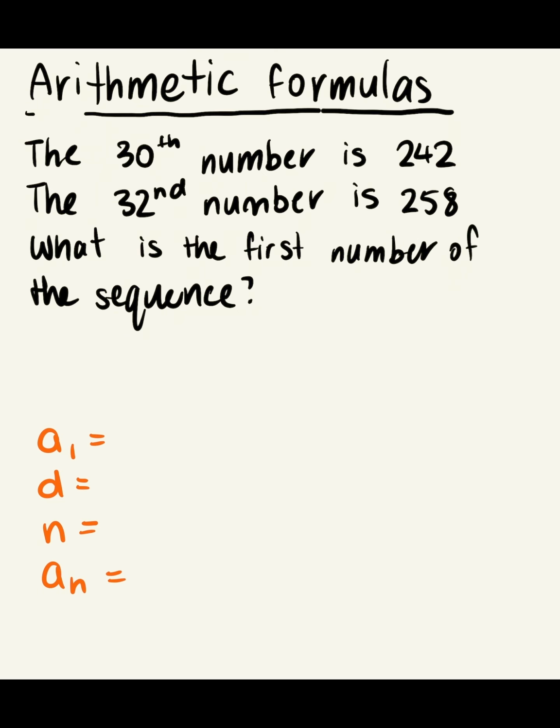So now I've got this new question where it says the 30th number of the sequence is 242, the 32nd number is 258. What is the first number of the sequence? And obviously we know already that it's increasing by 8 and that the A1 was 10. But in this case, we don't know those things, so we would have to solve them. So firstly, what we would have to do is we would have to solve D.